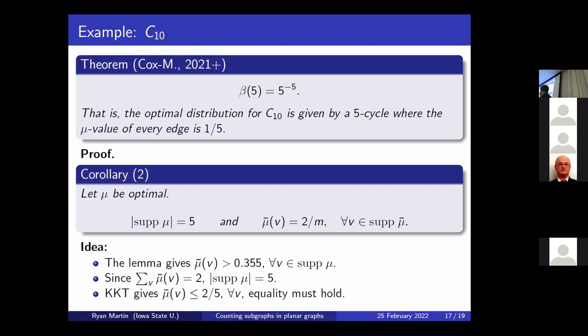And Karush-Kuhn-Tucker gives that mu bar is less than or equal to 2/5, so equality must hold. And that gives you the first and second phase.